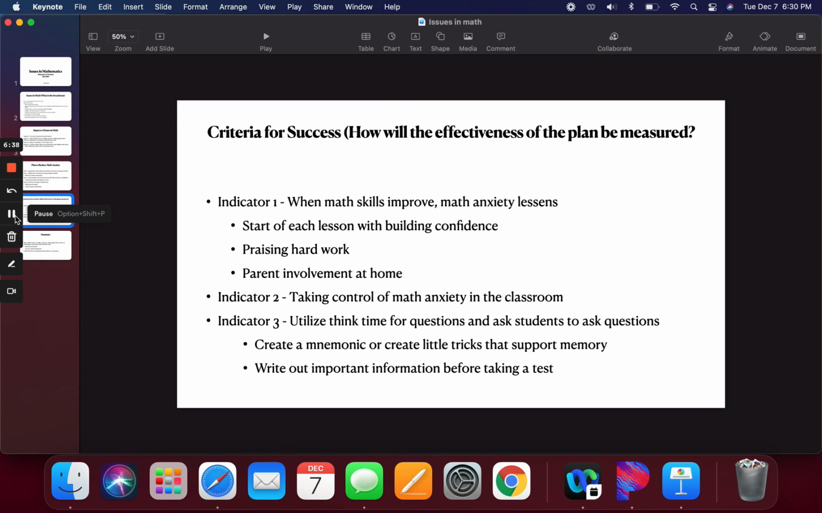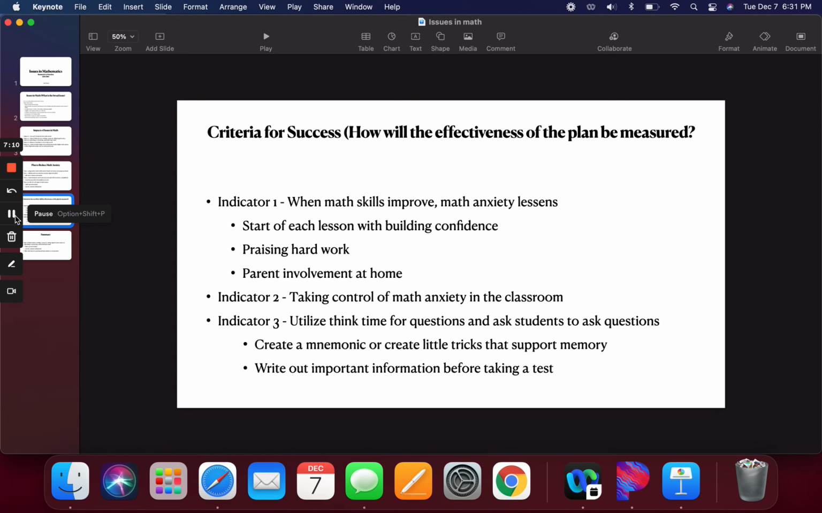Indicator number 2, taking control of math anxiety in the classroom. So right off the bat, really talk about how there's no such thing as being a good math person or being better at math. Indicator number 3, utilize think time for questions and ask students to ask questions. Be open and honest with your students, saying this math might be a little tough, but we will continue to practice.